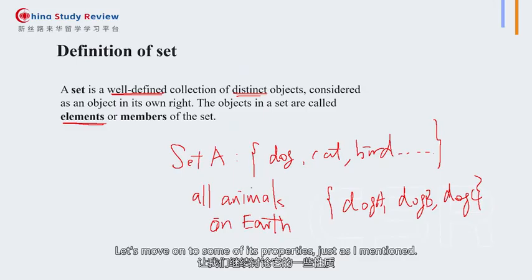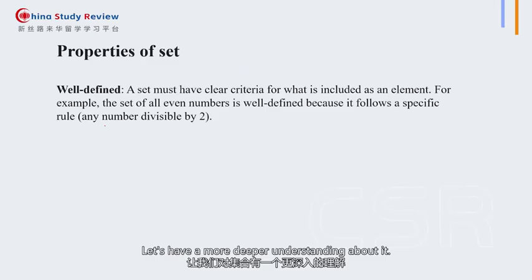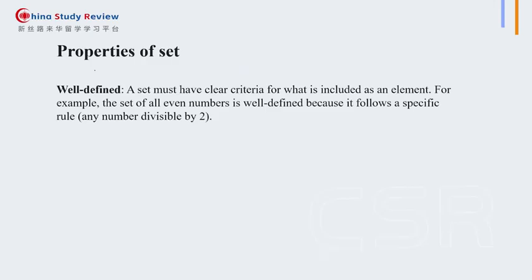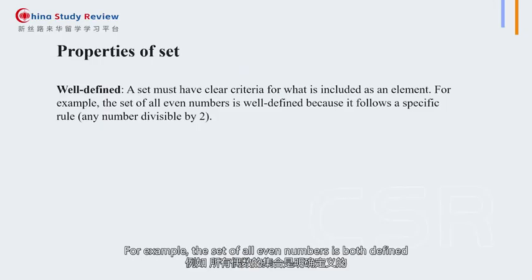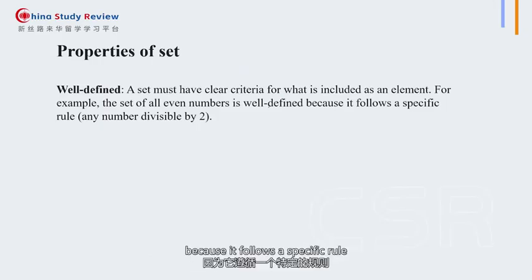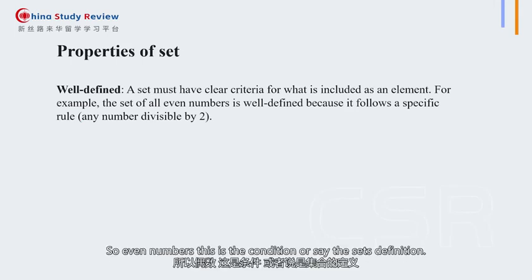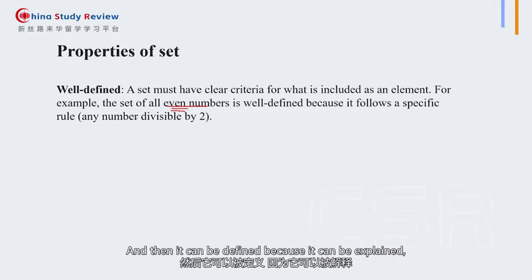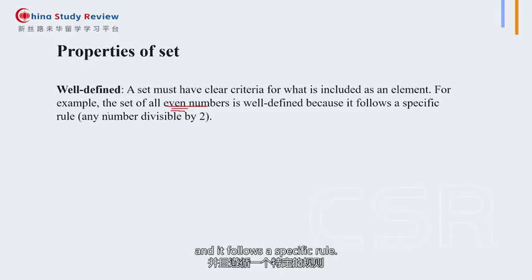Let's move on to some of its properties, as I mentioned. Let's have a deeper understanding of it. The first property is well-defined. A set must have clear criteria for what is included as an element. For example, the set of all even numbers is well-defined because it follows a specific rule: any number divisible by 2. So even numbers is the condition, or the set's definition, and it can be explained and follows a specific rule.